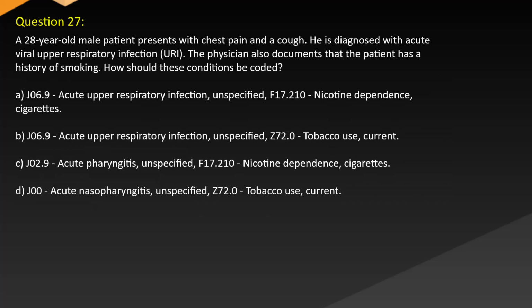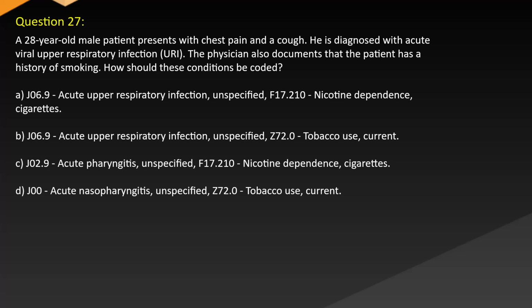Question 27. A 28-year-old male patient presents with chest pain and a cough. He is diagnosed with acute viral upper respiratory infection, URI. The physician also documents that the patient has a history of smoking. How should these conditions be coded?